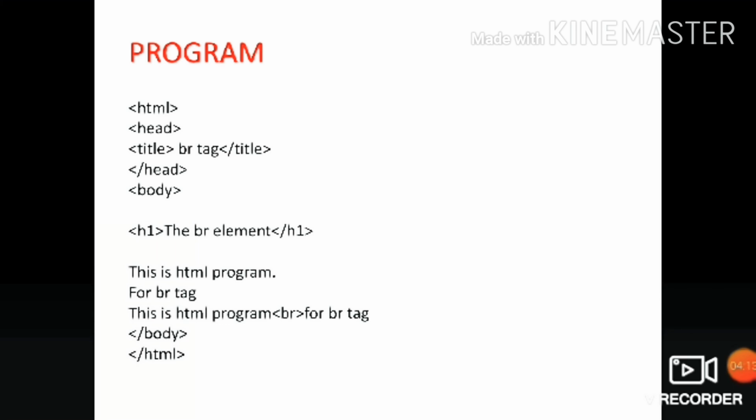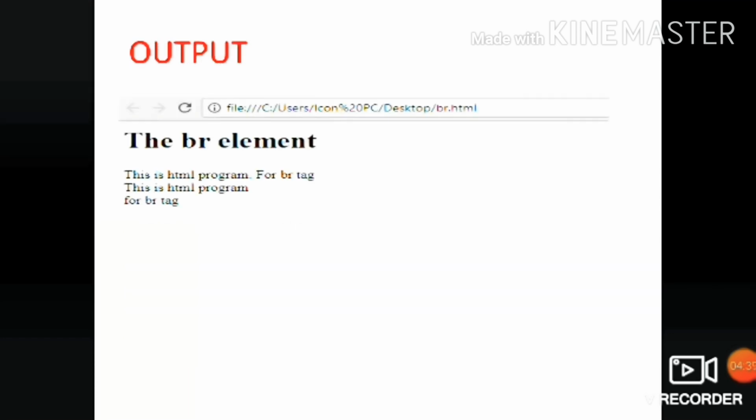The first sentence is this is a HTML program, and the second sentence is for br tag. See here, these are the two sentences inside a body tag. We write these two sentences separately here, but when we run the program we observe that our two sentences appear in a single line only. You can see here in the output.